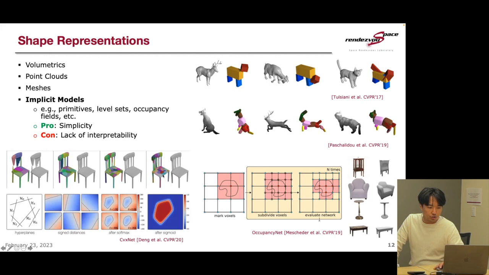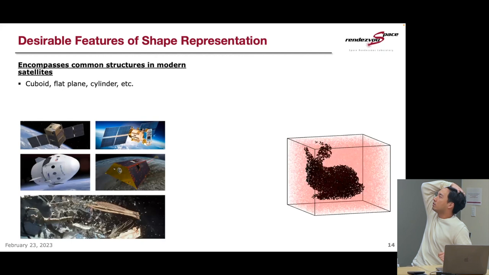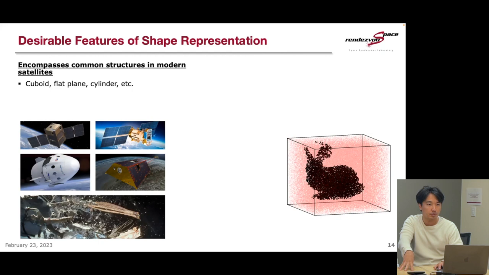So now with that literature review done, we'll go on to the methods that I've taken. In terms of the desirable features of shape representation of spacecraft in particular, I've identified two things. One is that unlike a lot of objects here on Earth, spacecraft in general, so we're excluding debris from our conversation at the moment, have a very restricted range of shapes with a lot of common shapes that are recurring. So we want to be able to encompass these common structures in modern satellites like cubes, or flat planes for solar panels, or cylindrical shapes, if you think about the ISS, for example.